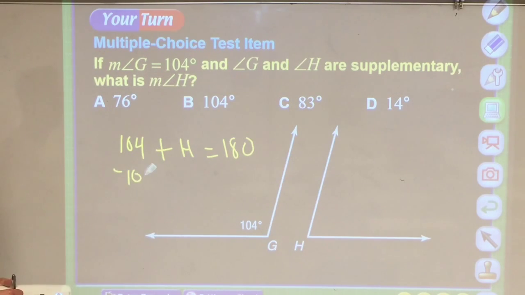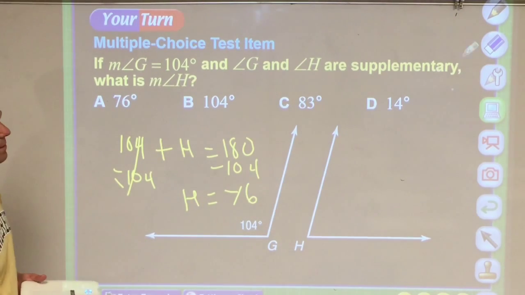So we're going to subtract 104 from both sides, and we're going to get H, because this zeroes out right here. H equals 76. So your answer would be A.